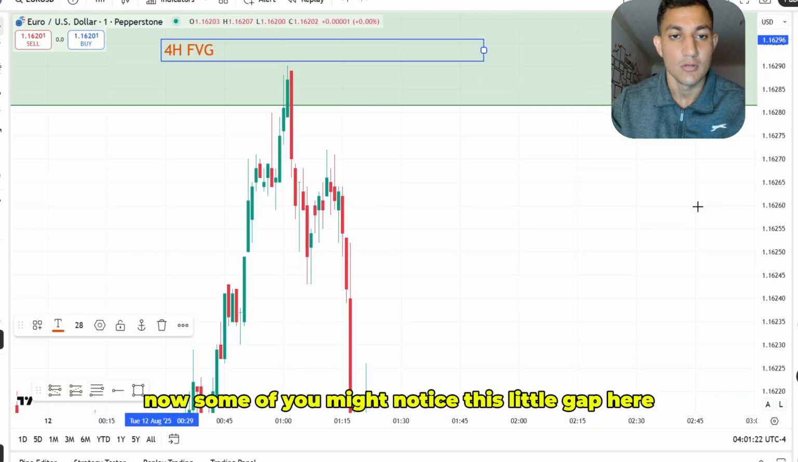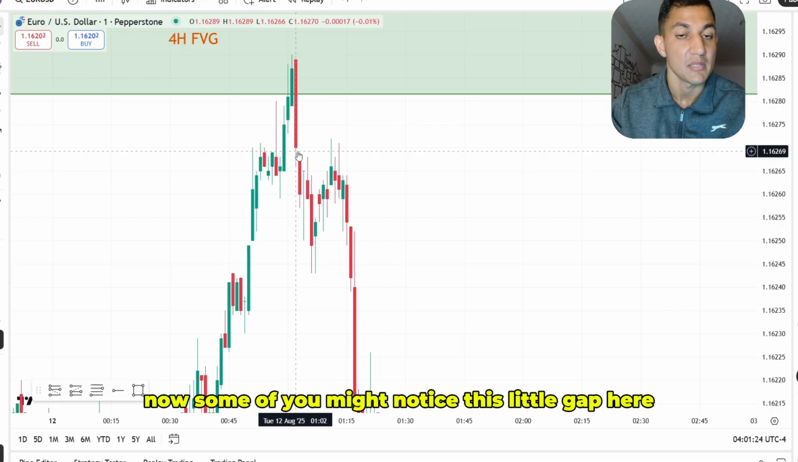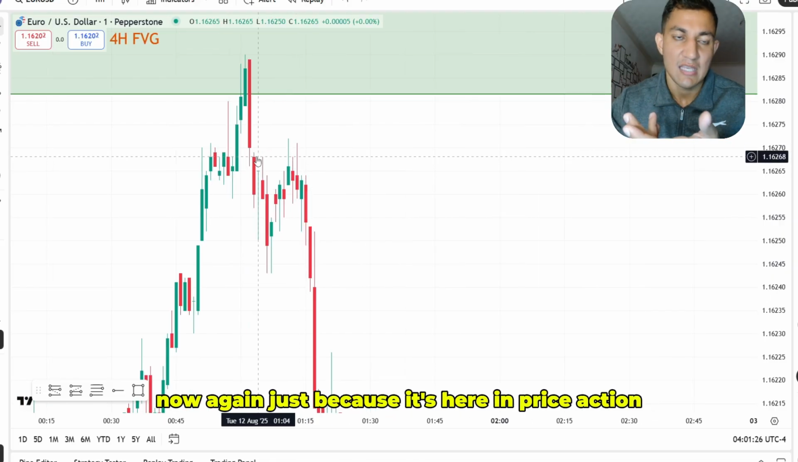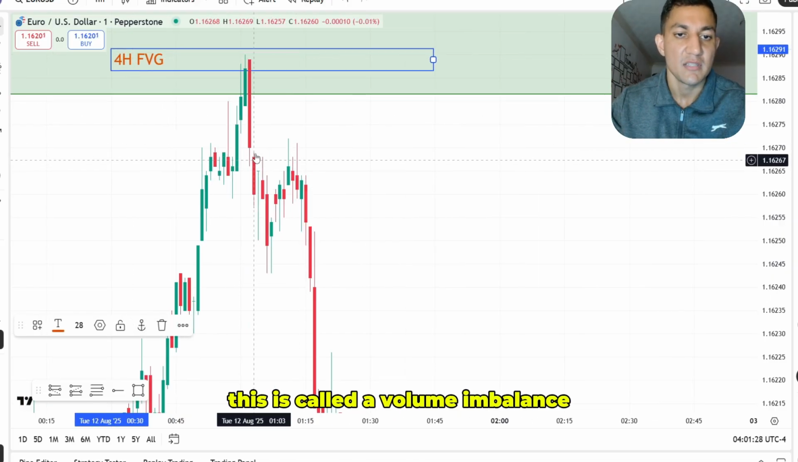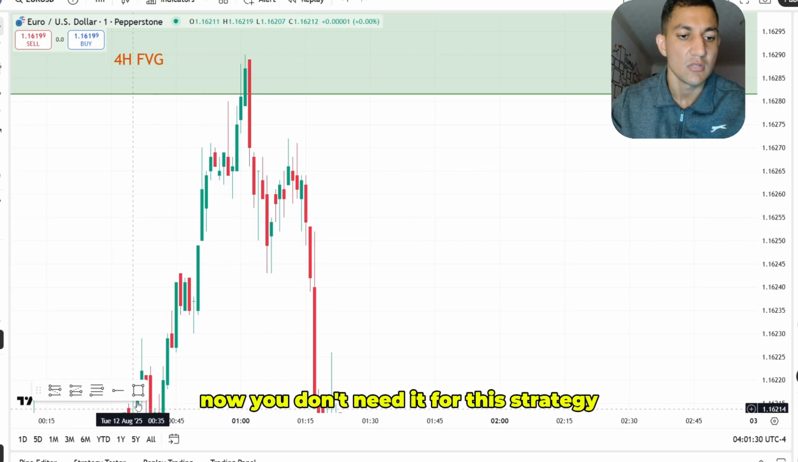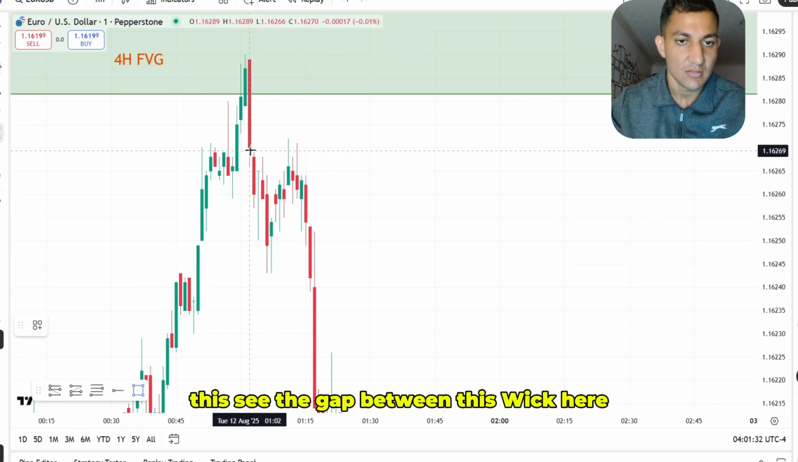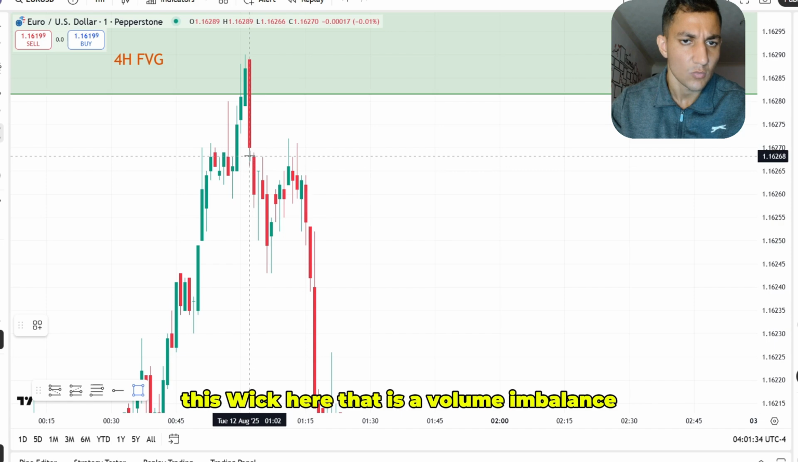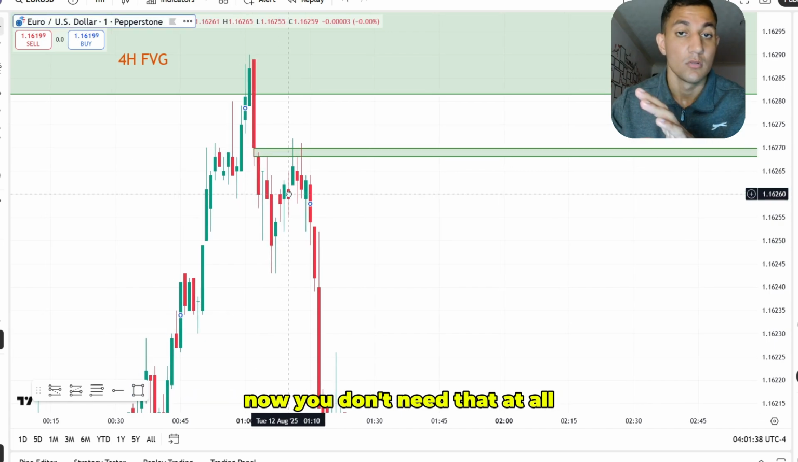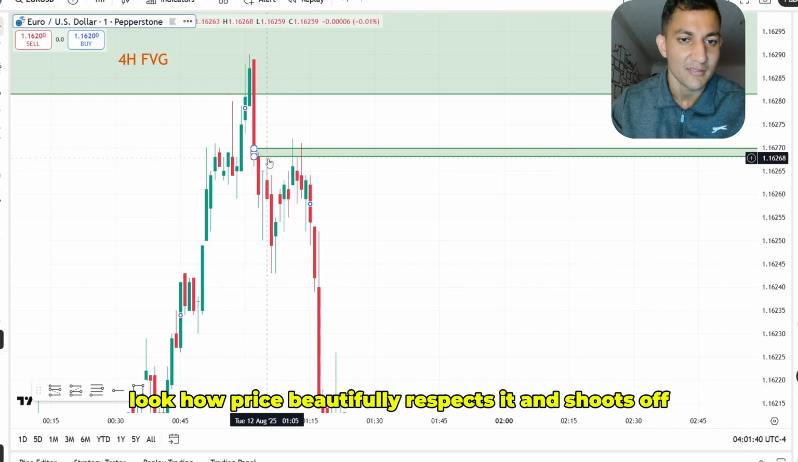Now, some of you might notice this little gap here. Just because it's here in price action, I'm going to explain it to you. This is called a volume imbalance. You don't need it for this strategy. See the gap between this wick here, that is a volume imbalance. You don't need that at all. I mean, look how price beautifully respects it and shoots off.